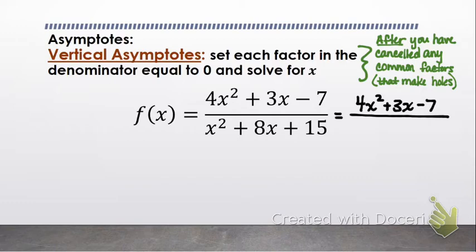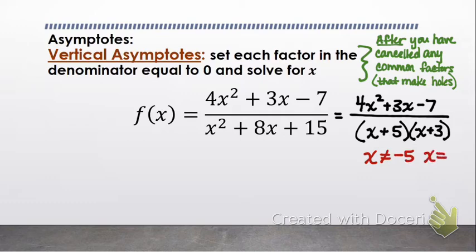factor our denominator. So multiplies to 15, adds to 8. That's going to be 5 and 3. So that means that x cannot be equal to -5. x cannot be equal to -3. Notice these are the same things that divide up my domain. These vertical asymptotes are going to divide our domain into different regions.